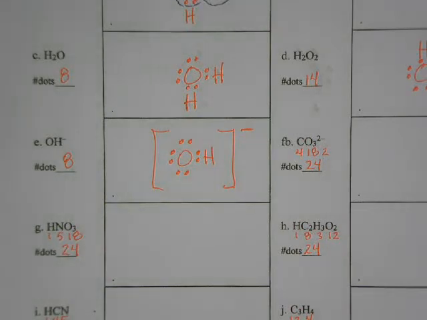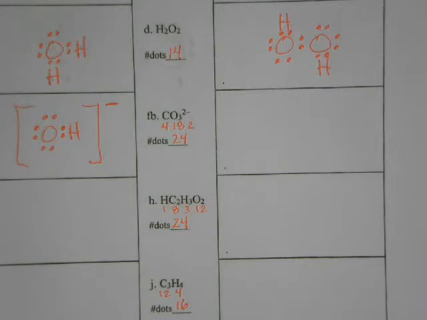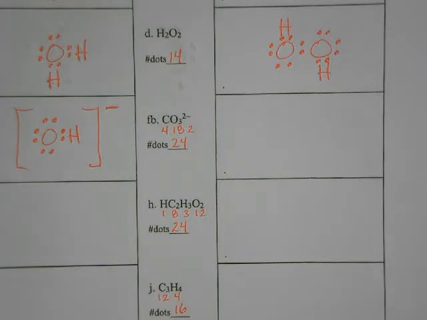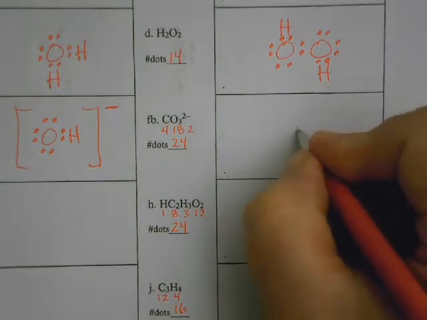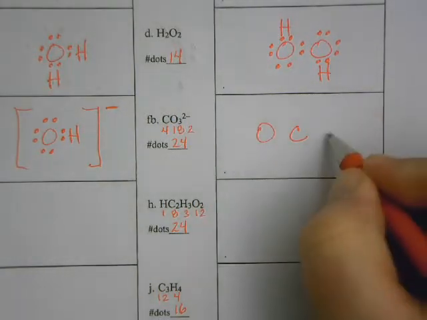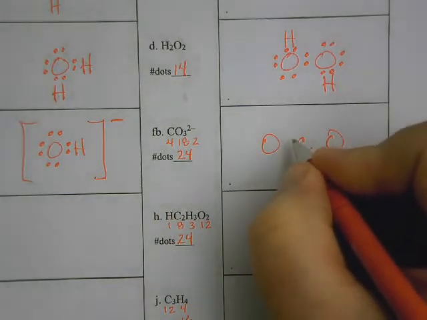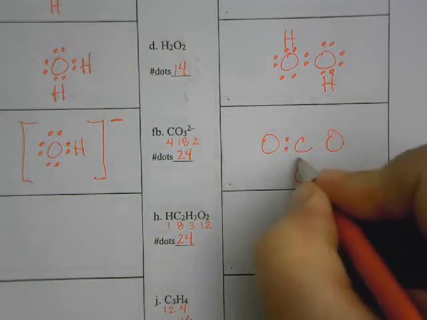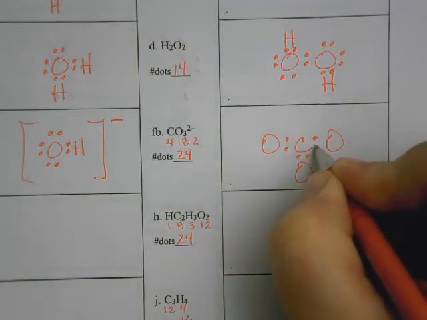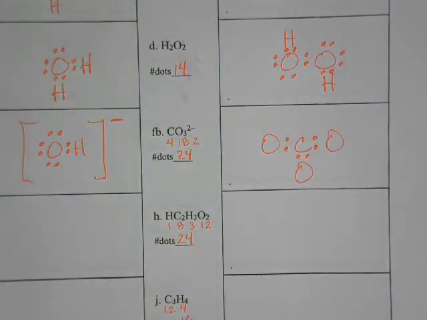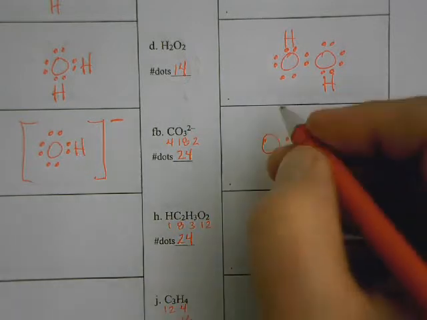All right, so next, little typo there, it should just be an F, not an FB, I don't know why that little B's there, but it's there. So, carbon almost always in the middle, and let's go ahead and just fill in the three oxygens. So, put in our bonds, like so. And now we go around the outside ones first before we worry about the inside one.